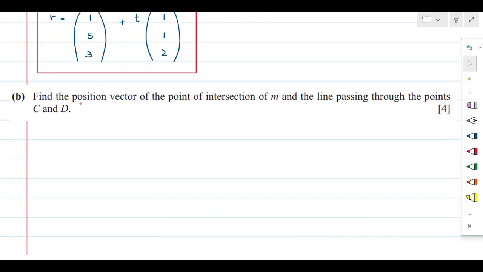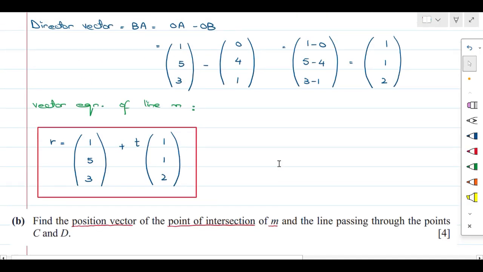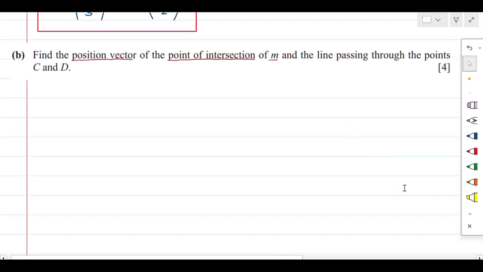Now for part B, find the position vector of the point of intersection of M and the line that passes through the points C and D. So we need to find the point of intersection of the line M and the line that passes through the points C and D. We have done the vector equation of the line that passes through the points A and B. Now we need to figure out the vector equation of the line that passes through the points C and D.